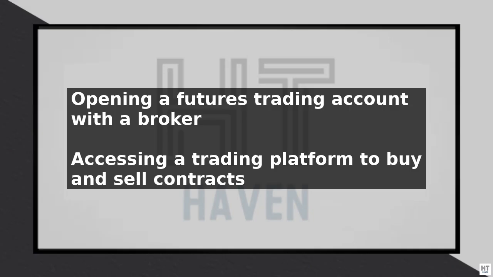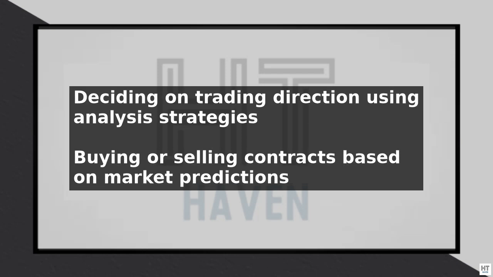To trade S&P 500 futures, you need to decide whether you think the S&P 500 index will go up or down. If you think it will go up, you buy a contract, and if you think it will go down, you sell a contract. You can use various trading strategies, such as technical analysis or fundamental analysis, to make your decision.